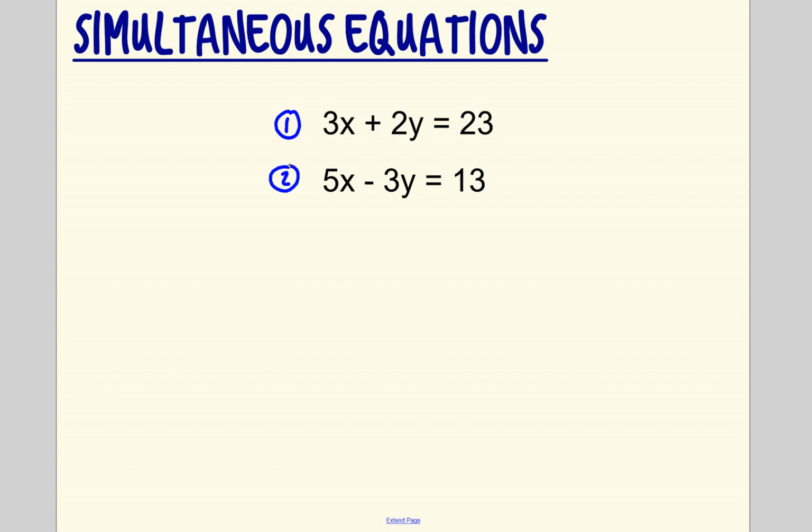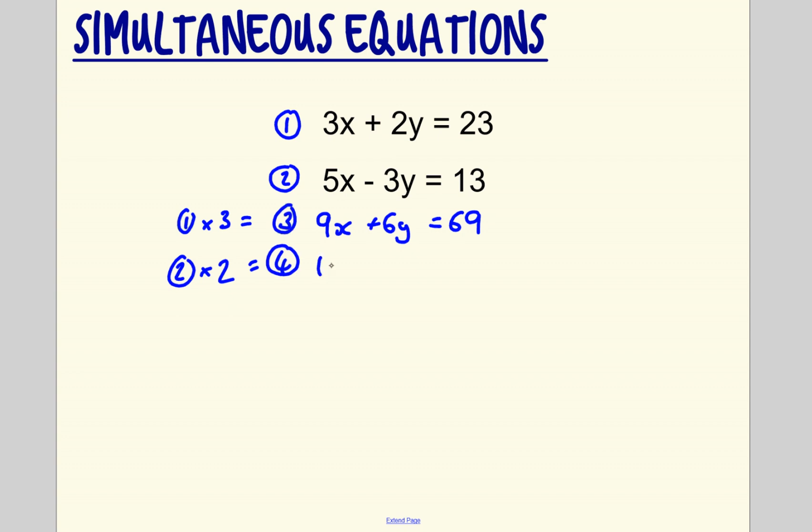2 and 3 both go into 6. To turn the 2y into a 6y, I need to do the first equation times 3. And this is going to make a new third equation, which will be 9x plus 6y equals 69. And then for the second equation, if I want to change that into a 6y, I need to multiply it by 2. And this is going to create a fourth equation, which will be 10x minus 6y equals 26.